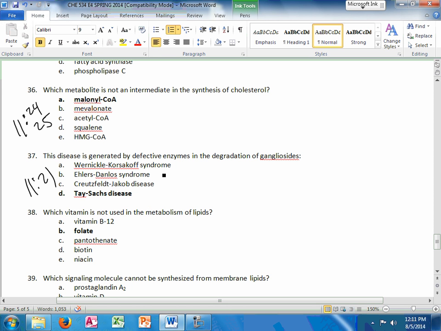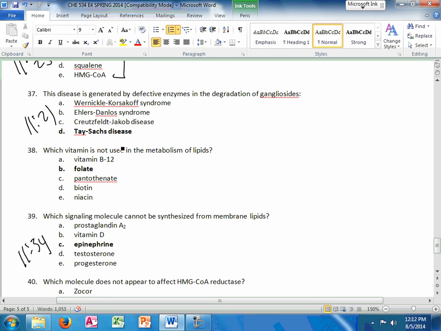Which metabolite is not an intermediate in the synthesis of cholesterol? Malonyl-CoA. That's only for the fatty acid synthesis. All of these are in the cholesterol pathway. Degradation of gangliosides is the only clinical thing. It's on slide 21, so he's going to ask about it in some way. Usually he asks to make sure you know it's a ganglioside and not a globoside.